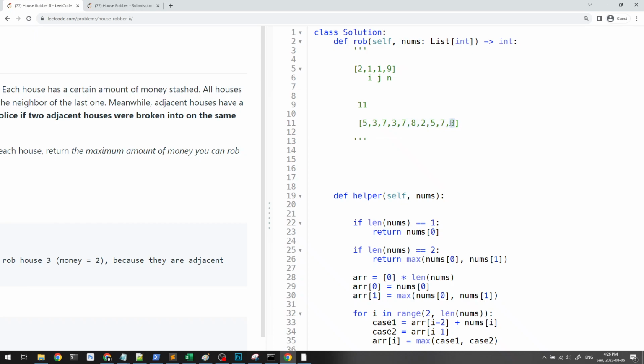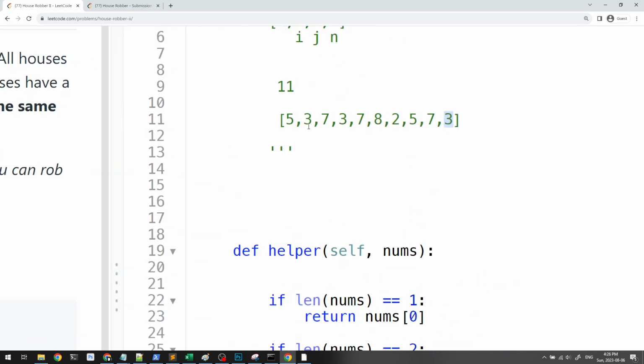So in this case, why don't we divide the problem into two subproblems? Maybe we can figure out the best solution where we consider the first element, but not the last one. And we consider the best solution in which we consider the last element, but not the first one. And we're allowed to do this because under no circumstance will we rob both of the houses, right? If we rob this one, we cannot rob the 3. If we rob the 3, we cannot rob the 5. So it doesn't even belong in the same array.